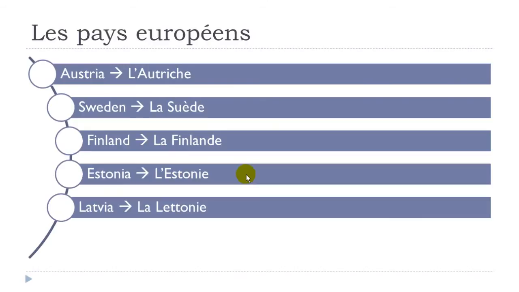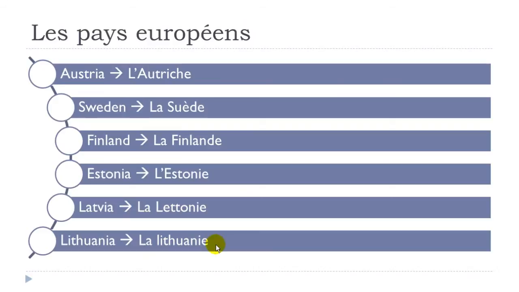La Lettonie. So remember when you get this E and then a double letter like that, T, T, then you will have to open your E and it will become E. Lettonie. La Lituanie. Remember in French, H doesn't exist, so you don't pronounce it. Li, tu, a, ni, Lituanie.